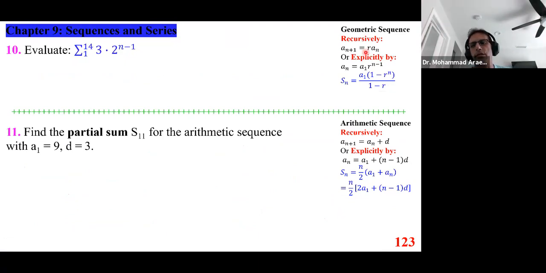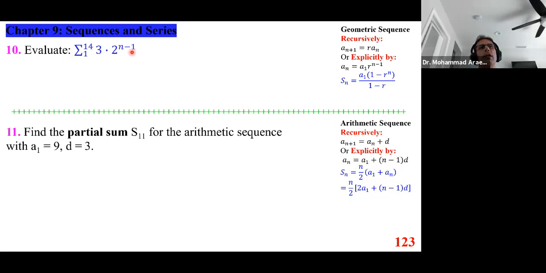Now, geometric sequence and arithmetic sequence, again, I have them here. What I'm adding is the summation. S sub n is a sub 1 times 1 minus r to the power of n over 1 minus r in the case of a geometric sequence. In the case of an arithmetic sequence, it is n over 2 times a sub 1 plus a sub n. If we don't have a sub n or we don't want to find it, we can replace this with this formula, which becomes 2a sub 1 plus n minus 1 times d.